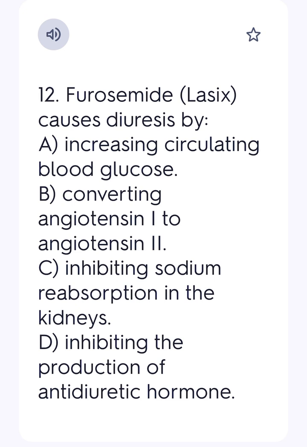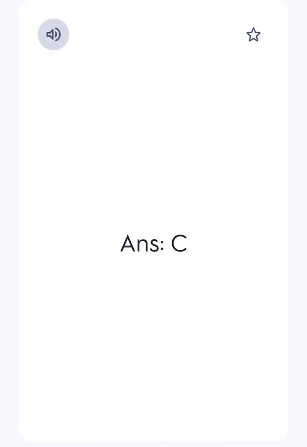12. Furosemide causes diuresis by A increasing circulating blood glucose, B converting angiotensin I to angiotensin II, C inhibiting sodium reabsorption in the kidneys, D inhibiting the production of antidiuretic hormone. Ans. C.